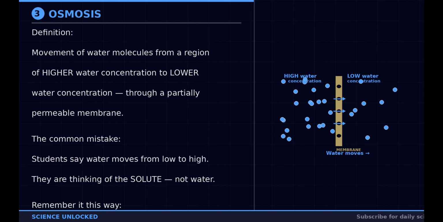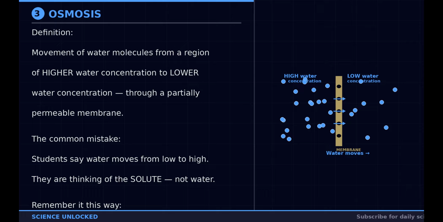Number 3. Osmosis. Osmosis is the movement of water molecules from a region of higher water concentration to a region of lower water concentration through a partially permeable membrane. The mistake: students say water moves from low concentration to high concentration. They are thinking of the solute, the dissolved substance, not the water itself.